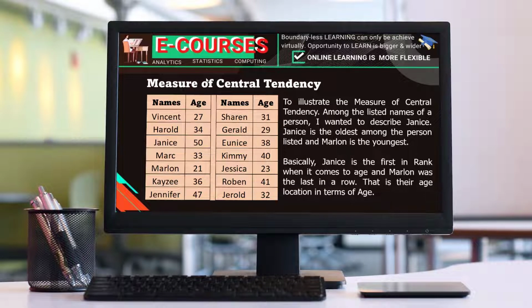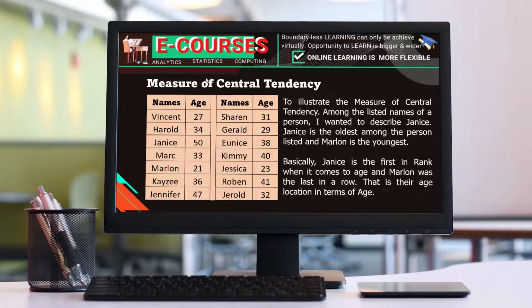Alright, so this is an example. To illustrate the measure of central tendency among the listed names of a person, I wanted to describe Janice. Alright, so Janice is the oldest among the persons listed and Marlon is the youngest. Basically, Janice is the first in rank when it comes to age and Marlon was the last in a row. That is their location in terms of age.